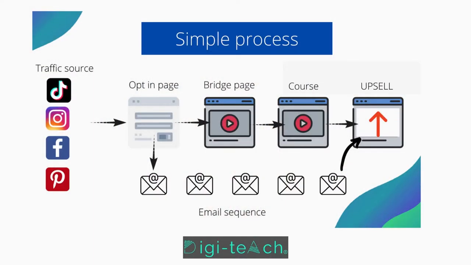Give value first. So you create the opt-in page. This is where they're going to give you their name and address. And in return, you're going to give them something for free. Maybe a free recorded lesson, maybe a free ebook, whatever it is. And then you're going to take them to the bridge page.